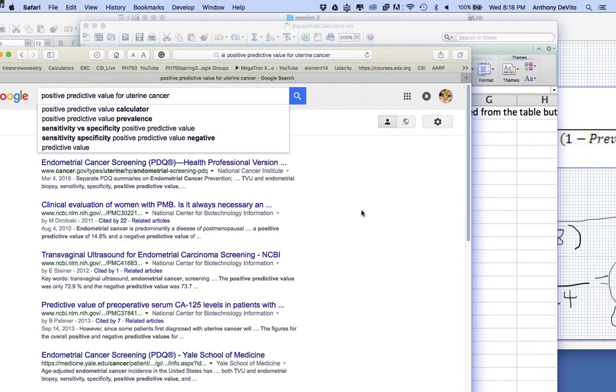Okay, so next time you're in a clinical environment, you see somebody employing a clinical test, a diagnostic test, say to yourself, I wonder what the predictive value of this test is, and go ahead and look it up. See if it's better or worse than you would imagine it would be.